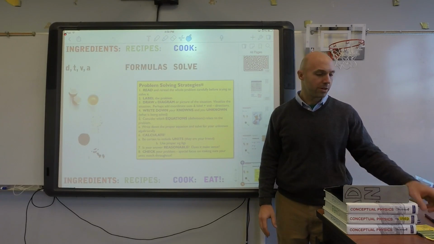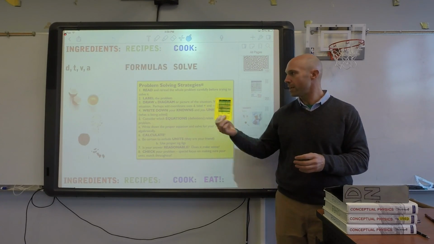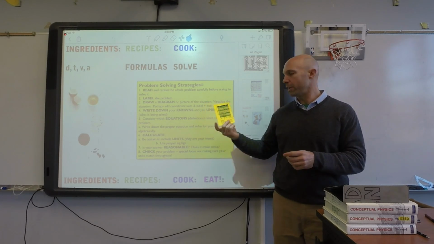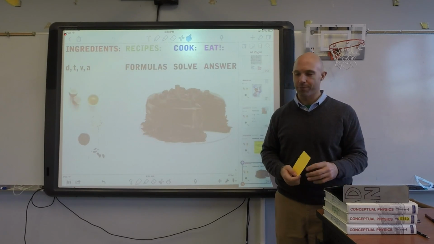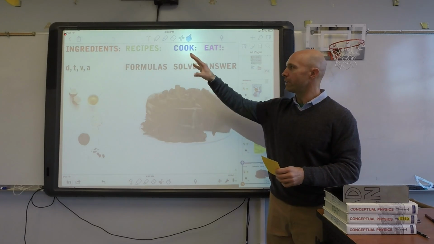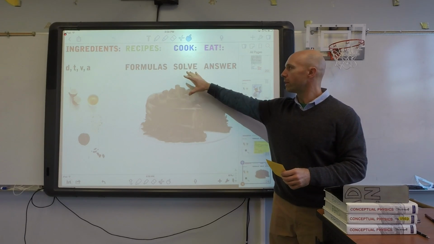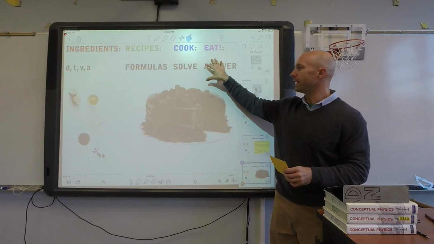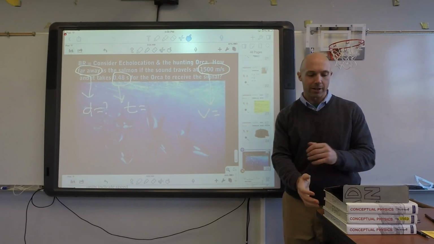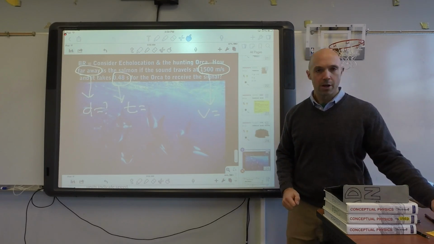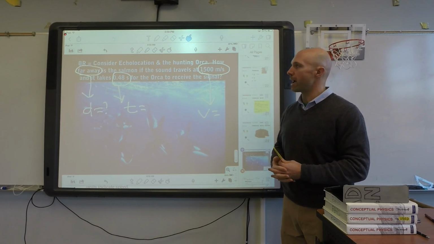We can then take our problem-solving strategies, as we see a little bit further written out here, abbreviated in primary and secondary on this sheet. And then finally, the ingredients to recipe, we cook and solve it. We eat, which is our answer, yummy, yummy, yummy. Back to this problem in our first steps. We're reading it. So consider echolocation and the hunting orca.